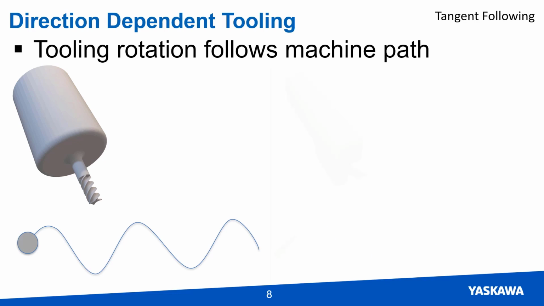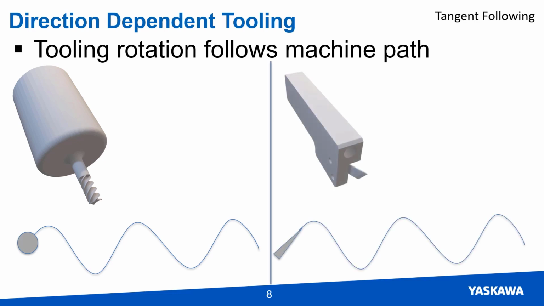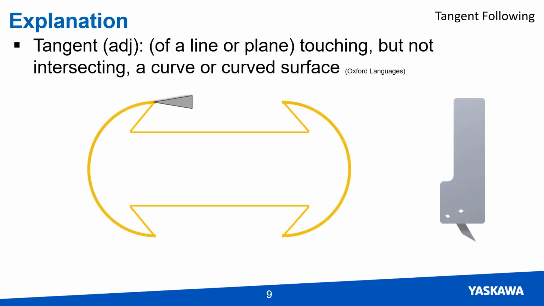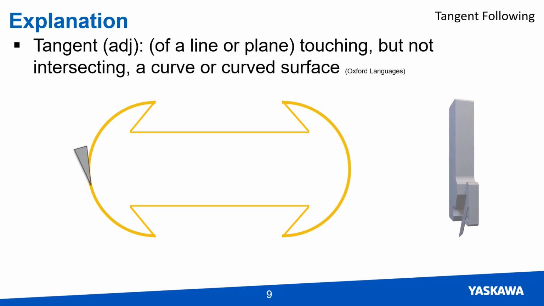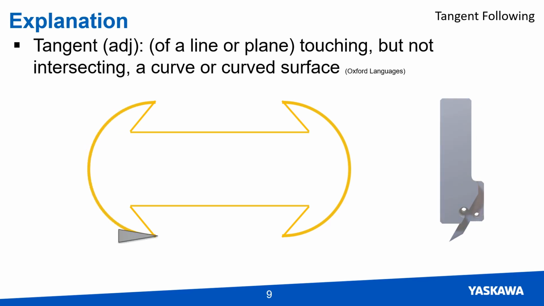On the flip side, direction dependent tools can only cut in a set direction. An example of this tool is a knife blade. A knife blade can only cut the material where the blade is sharpened. The blade needs to rotate so that the sharp edge is always tangent to the path. Being tangent means to touch but not intersect a curve. This allows the knife to smoothly cut around curved and straight paths. Sharp corners in the path may need to be dealt with in a different way.